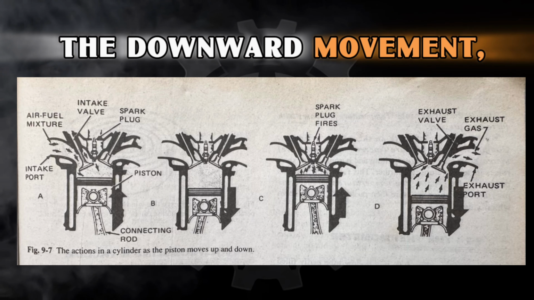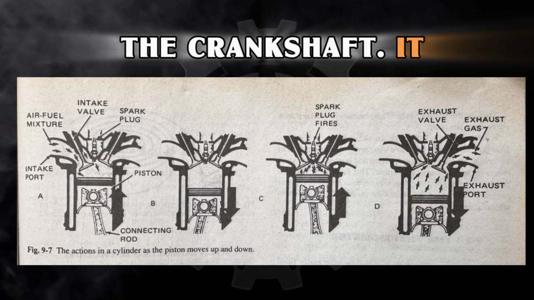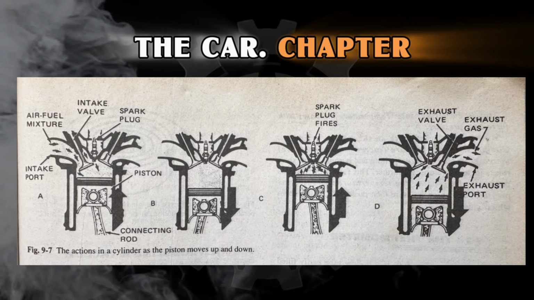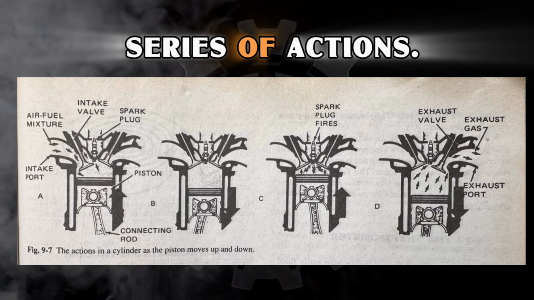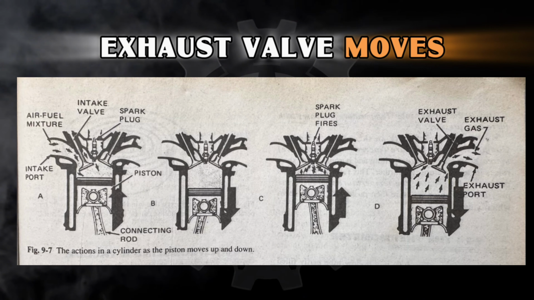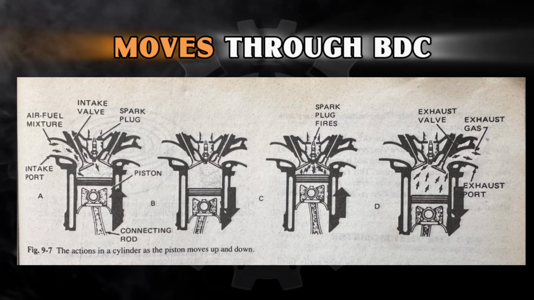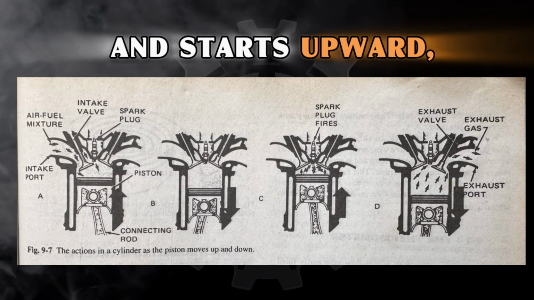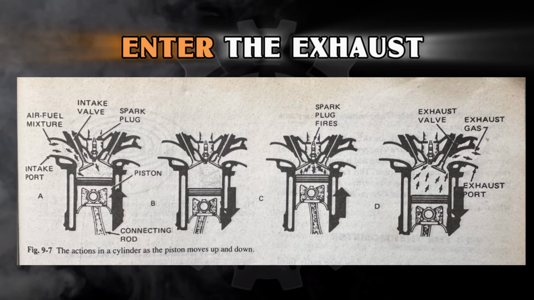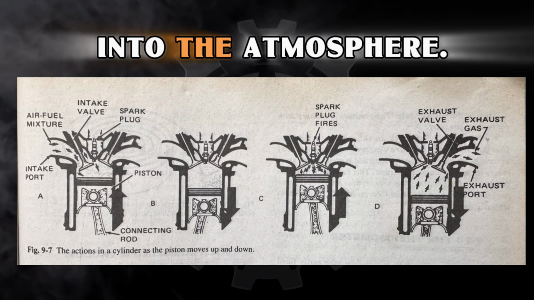The downward movement, carried through the connecting rod, rotates the crankshaft. It turns gears and shafts to move the car. Chapter 11 describes this series of actions. As the piston approaches BDC, the exhaust valve moves down. This opens the exhaust port. When the piston moves through BDC and starts upward, the burned gases leave the cylinder. Figure 9-7d. They enter the exhaust port and pass through the tailpipe into the atmosphere.